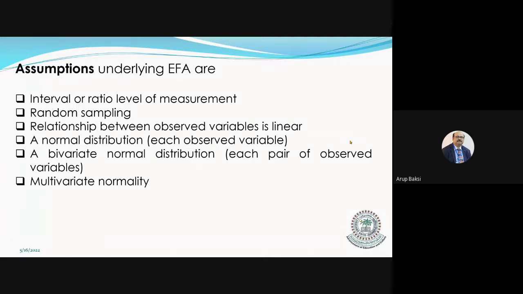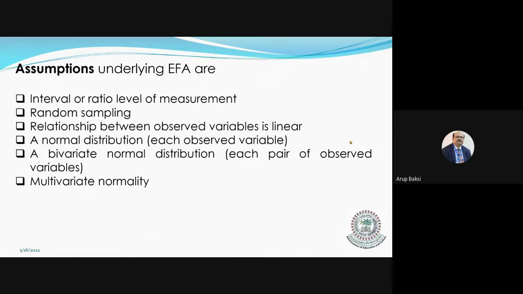So random sampling techniques or probabilistic sampling techniques are apt for applying the EFA. The relationship between observed variables is linear. We must have a normal distribution for each observed variable, a bivariate normal distribution for each pair of observed variables, and multivariate normality has to be ensured. So these are the preliminary statistical assumptions of the EFA.